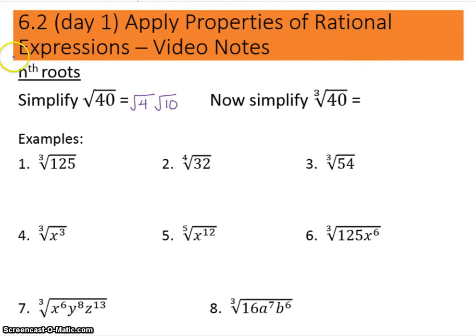So we split this into the square root of 4 and the square root of 10. And now what's the square root of 4? Well, that's 2, so this is 2 root 10. And that's how we simplified square roots. Now we're going to simplify cube roots.